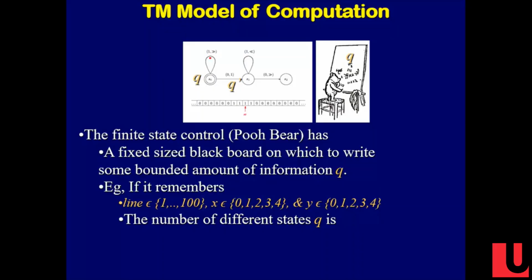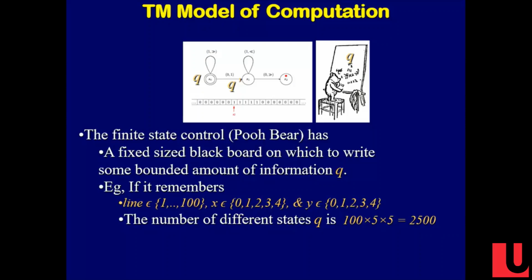Suppose I have 100 lines of code, and X has one of 5 values, and Y has one of 5 values. Then how many different states are there? 100 times 5 times 5 is 2,500, which I think is the number I had on the slide way before. Everybody see that?